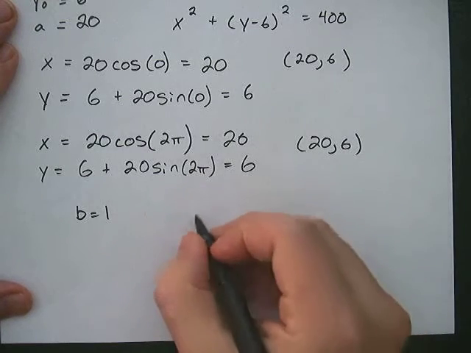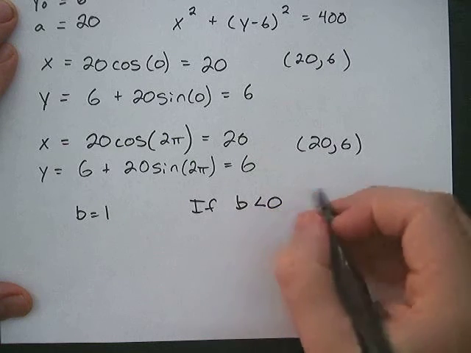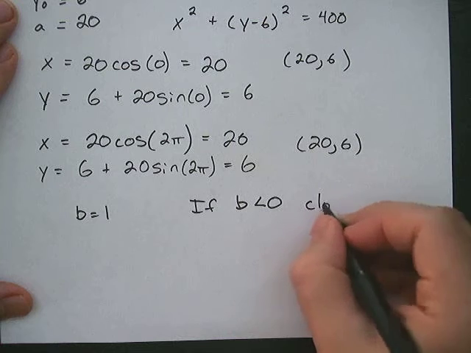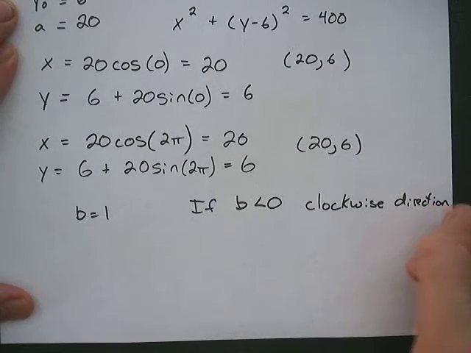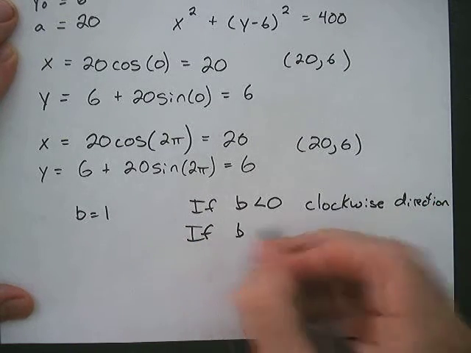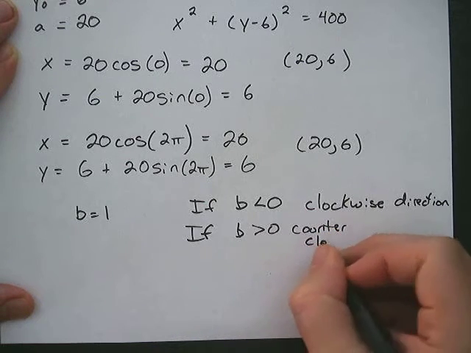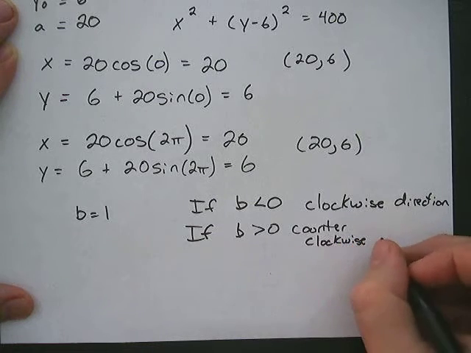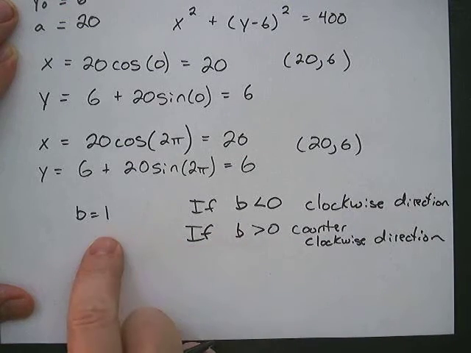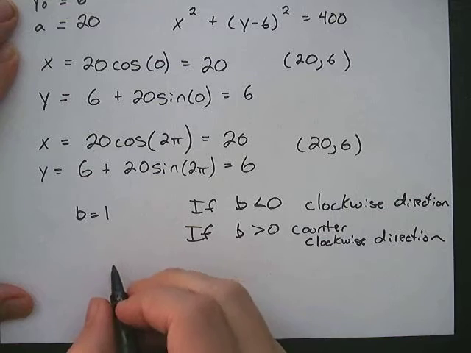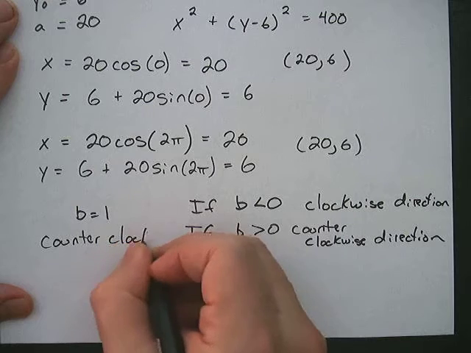Okay, so if b is less than 0, then it's going to be going in a clockwise direction. And likewise, if b is greater than 0, it will be going in a counterclockwise direction. So we know that b is greater than 0 because it's 1. So this will be going in a counterclockwise direction.